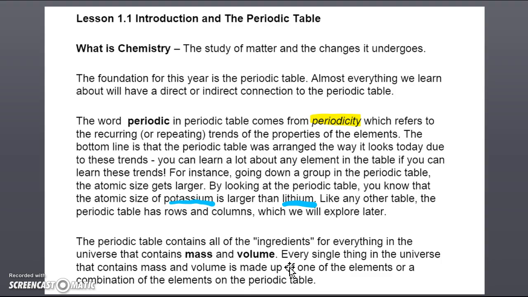So the periodic table contains all the ingredients for everything in the universe that contains mass and volume. It's really important that you remember that these are the two quantities that everything contains. Everything has a mass and everything has a volume. And essentially everything in the universe that contains mass and volume is made up of one of the elements or a combination of these elements on the periodic table.